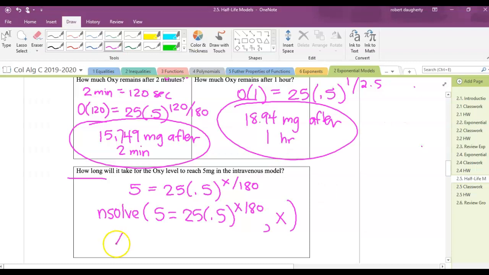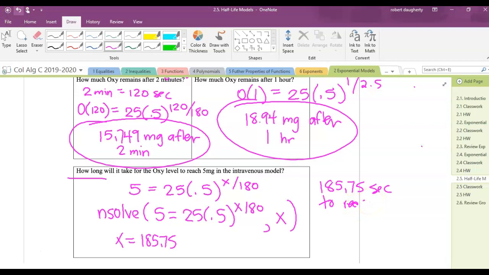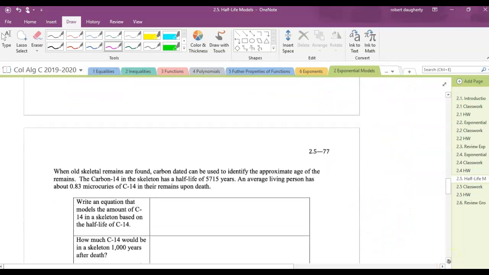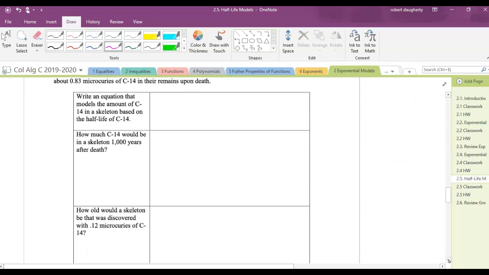So x is 185.75. This was measured in seconds, okay? So it's going to take 185.75 seconds to reach 5 milligrams, okay? So again, this is just a very specialized form of exponential decay, okay?